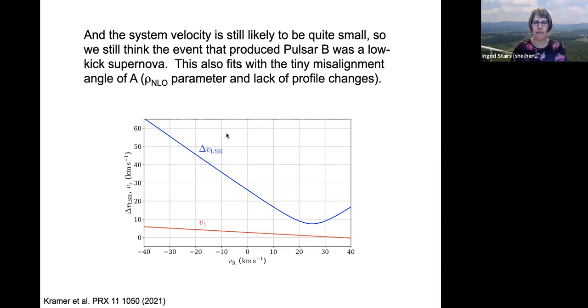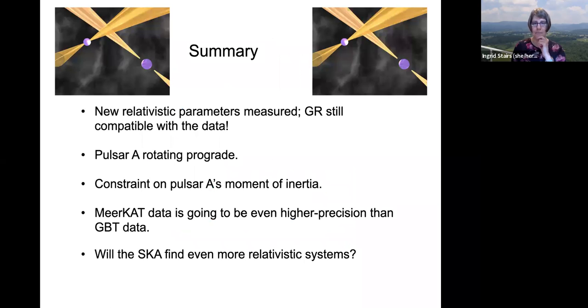So this is, for different values of the radial velocity, what the velocity relative to the local standard of rest at the pulsar would be. And you can see it's small in general. So again, this ties in to all of the previous observations and the coherent story that we've built over time.